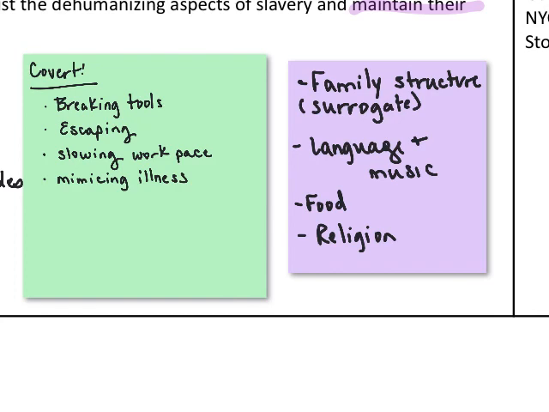Language and music. So the Gullah in South Carolina, they have developed that Creole language. Food, religion, the blending of traditional African practices, spiritual practices with Christianity, giving us things like voodoo and Santeria. So, highly inventive, highly creative ways of surviving an inhuman situation.